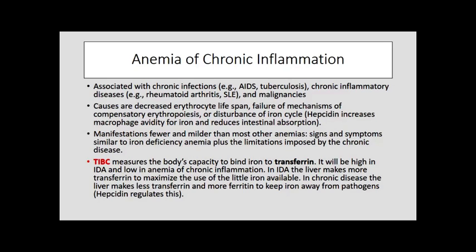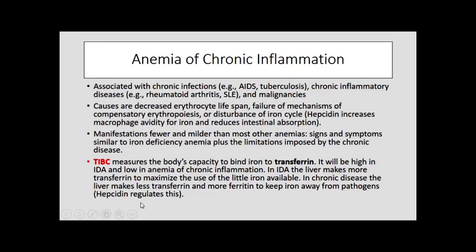In iron deficiency anemia, the liver makes more transferrin, is looking for iron to maximize the use of the little iron that is available. There is a lot of transferrin and little iron, so a lot of capacity, elevated capacity. In chronic disease, the liver makes less transferrin and more ferritin to keep the iron in the macrophages. So, little amount of transferrin, the iron that is available will be there, and there is no capacity. So, low TIBC.